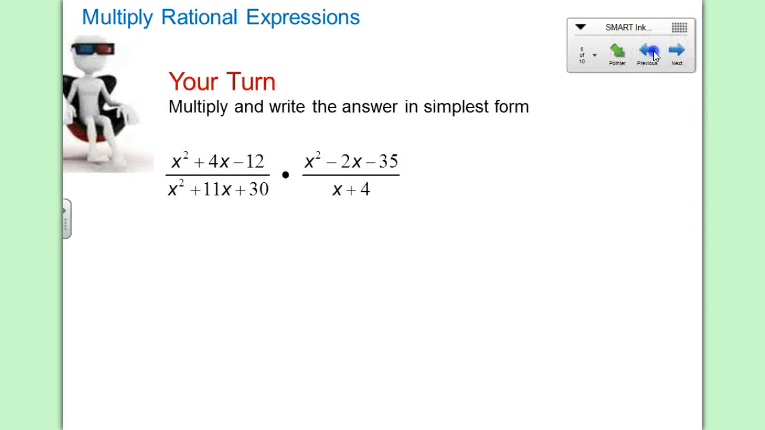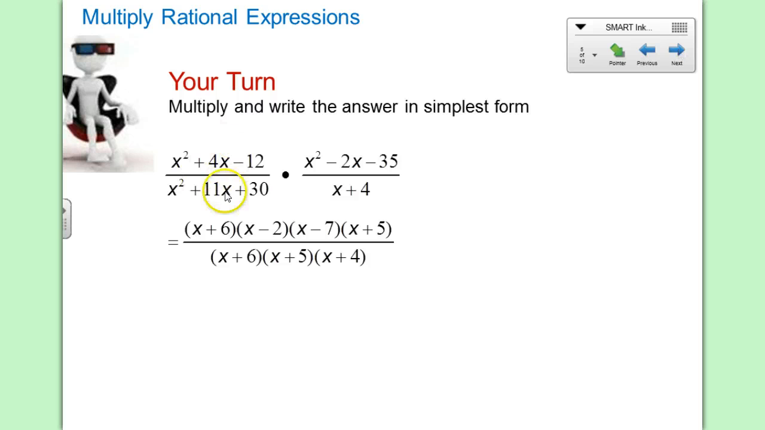Your turn. I want you now to factor this. So pause and fly on your own. You've come back, and now I'm sure that you factored each trinomial: x plus 6, x minus 2, x minus 7, x plus 5. The bottom is x plus 6, x plus 5, and x plus 4.